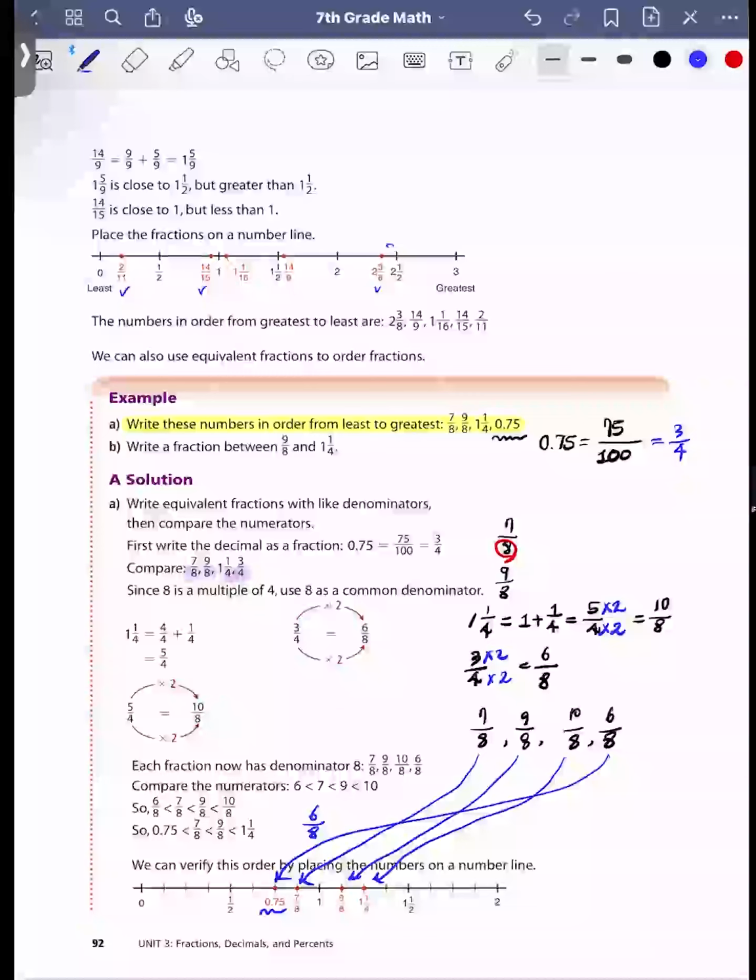So when you have to compare fractions and decimals, you change the decimals into fraction form and then find the common denominator. And then you multiply the same number to both numerator and denominator to make the denominator into a common denominator.